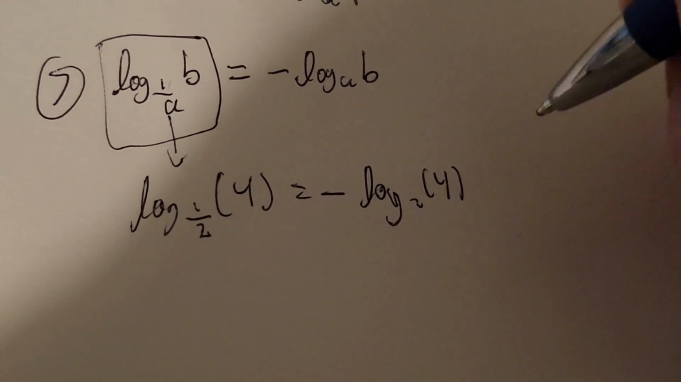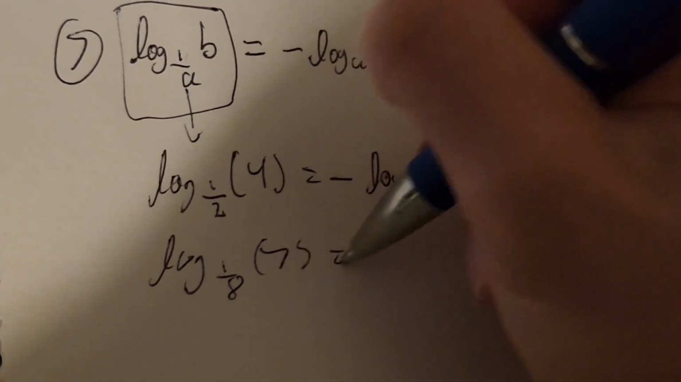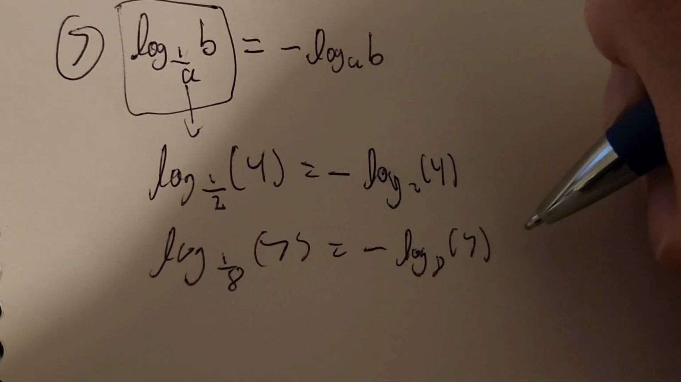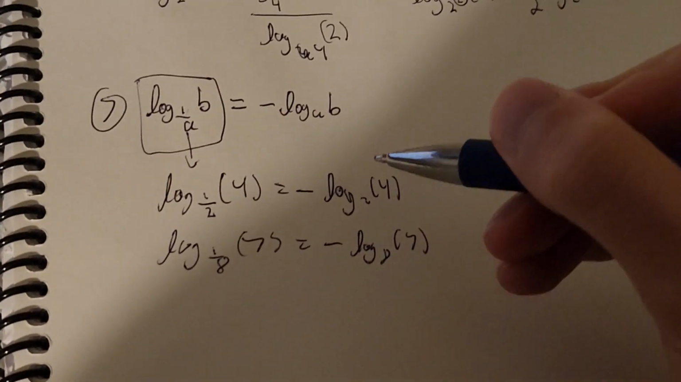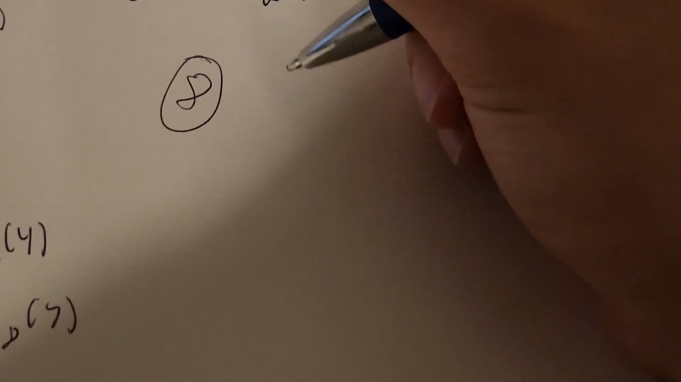So this is your second last rule now. And yeah, let's do another one. Log base 1 over 8 of 7 is just equal to negative log base 8 of 7. All right? And that's your second last rule. And now your last rule, finally, is going to be the equality rule. And this is probably the most simple one.